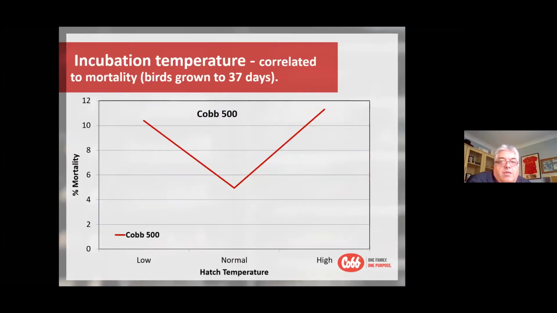And if you look here at the mortality, as we saw earlier on, you see low temperatures and high temperatures. Both of them can give an effect on your final mortality. The optimum temperature is where we're trying to control more.